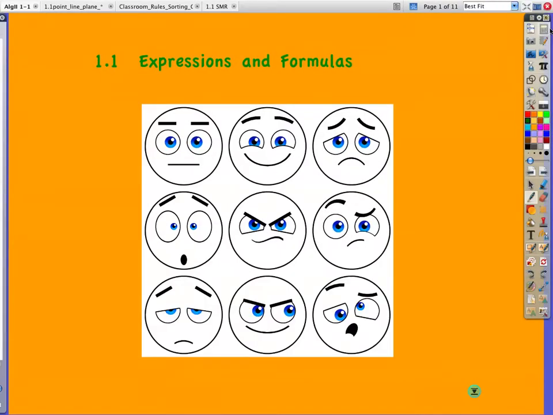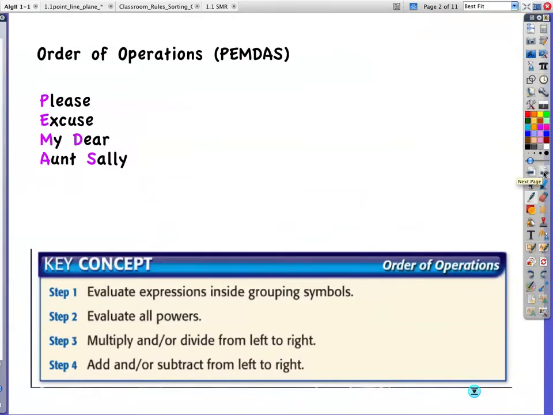Okay, section 1.1, expressions and formulas. All right, first thing we need to know for this lesson is the order of operations.